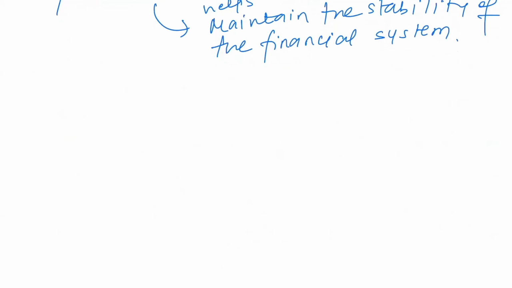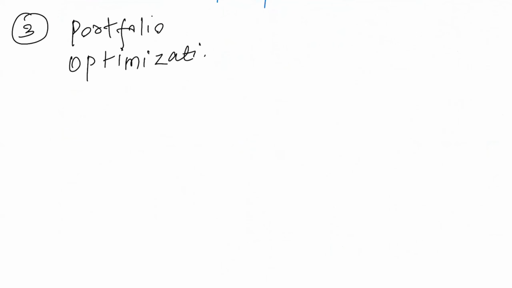Okay. Third, portfolio optimization. So portfolio managers, or let's say investors, use value at risk to assess the risk associated with their portfolio and then to make informed decisions about the asset allocation. By understanding the risk, managers can optimize their portfolio to achieve a desired balance between the risk and the return.